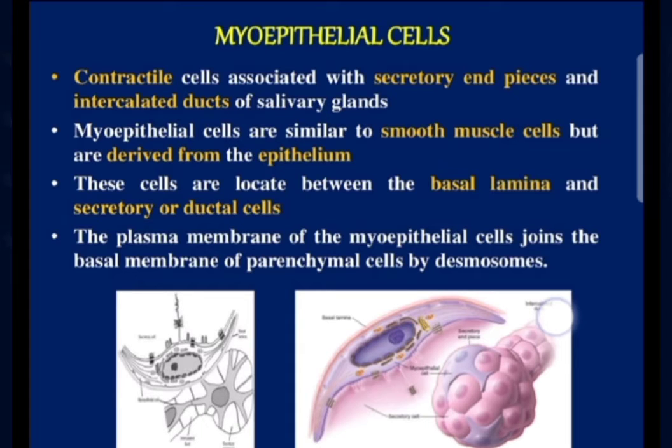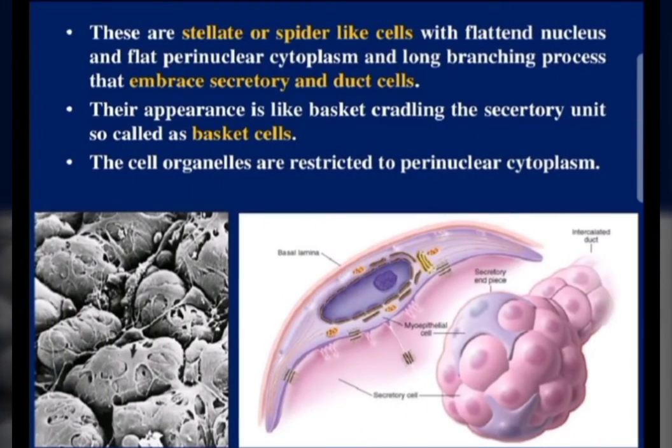These cells are located between the basal lamina and secretory or ductal cells. The plasma membrane of the myoepithelial cells joins the basal membrane of parenchymal cells by desmosomes. So these are star-shaped cells having cytoplasmic processes, and they push the secretion. When they contract, they push the secretions into the lumen. So these are the cells which facilitate the secretion of the saliva when need arises.